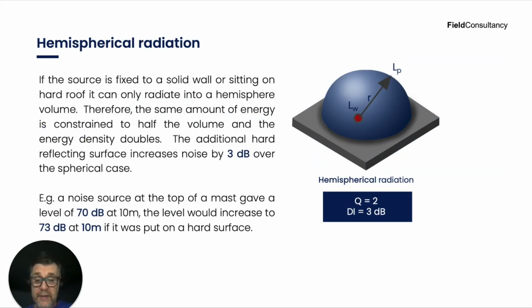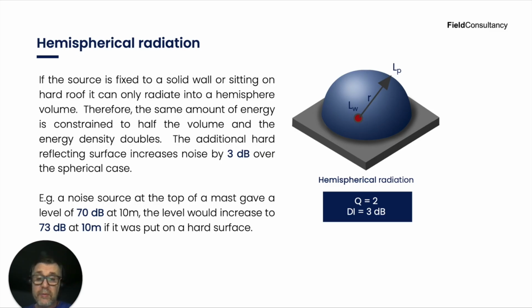Let's look at a few different cases of the location of a sound source and how it affects its directivity. First of all, let's look at hemispherical radiation. Let's take that example of the chiller in the previous slide. If it was fixed on a hard roof, a concrete roof, the sound from that chiller can only radiate into a hemisphere volume. It is constrained by the concrete roof. Therefore, the same amount of energy is constrained to half the volume, and the energy density in the direction of propagation doubles. The additional hard reflecting surface increases the noise by 3 dB over that theoretical spherical radiation.